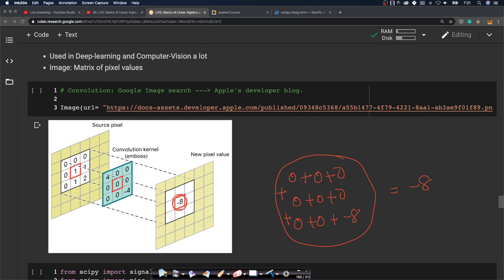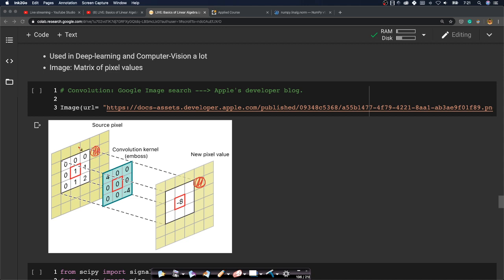Now, if I want to generate another pixel value, suppose I want to generate, let's say, this pixel value. How do I generate this pixel value? I go to the corresponding pixel here. I draw a 3 cross 3 matrix around it. This is my 3 cross 3 matrix. I'll do the Hadamard product, or element-wise product, which we just discussed. So I take this 3 cross 3 matrix, do the element-wise product with my kernel and sum up all the values. And what I get here is my output.